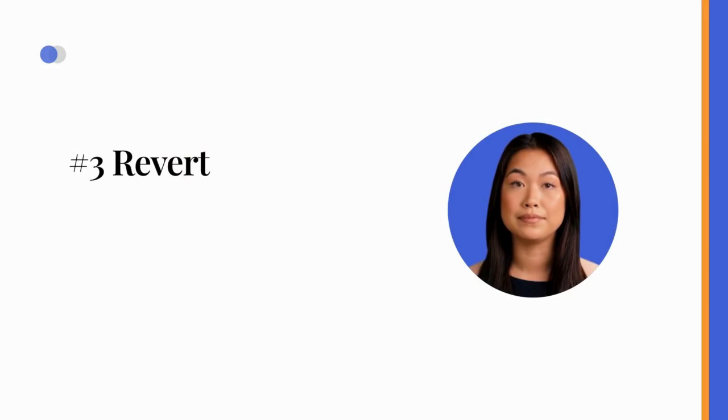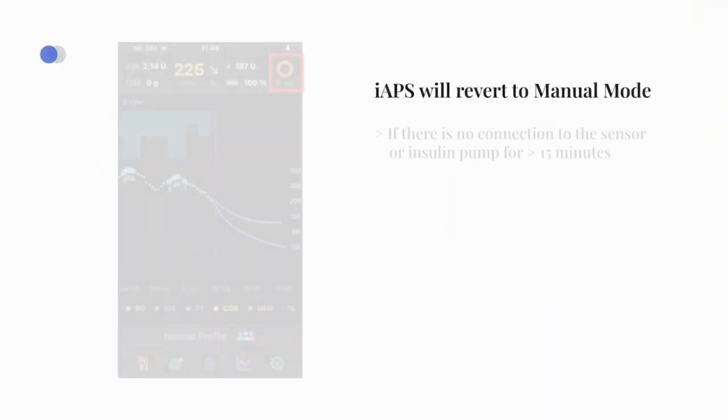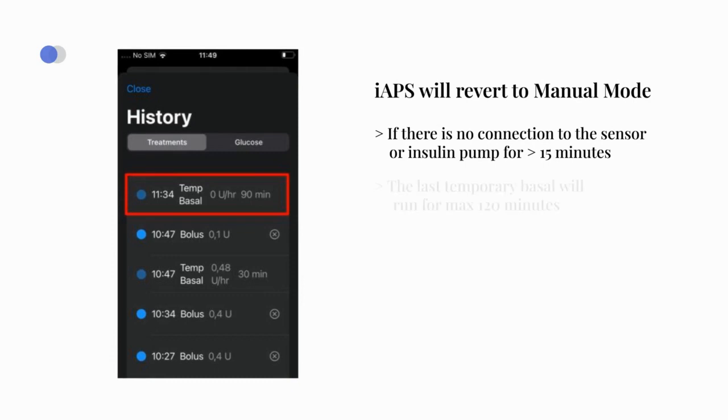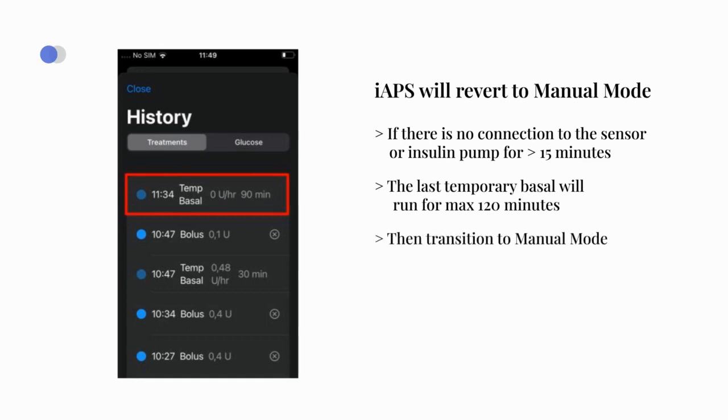3. Revert. In iAPS, if there is no connection to the sensor or pump for more than 15 minutes, the system will revert to manual mode. When the connection is lost, the pump will initially switch to the last set temp basal. After a maximum of 120 minutes, it will transition to manual mode.